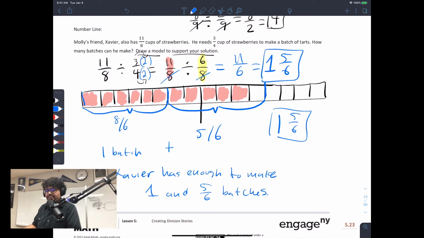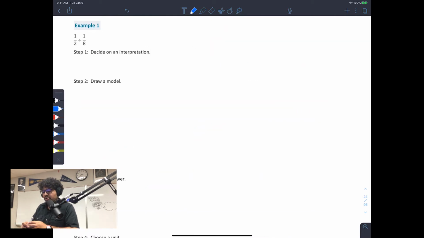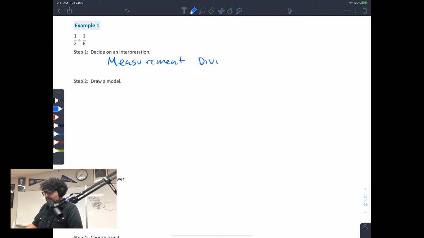Okay, so now we're going to example number 1. Number one, we have 1/2 divided by 1/8. So the first thing we have to do is decide on interpretation. What does that mean? There's two ways I can do this division. I can do measurement division, or I can do partitive division.